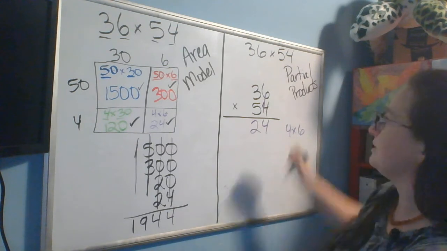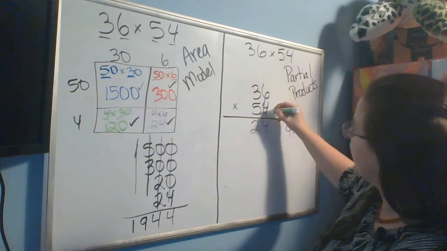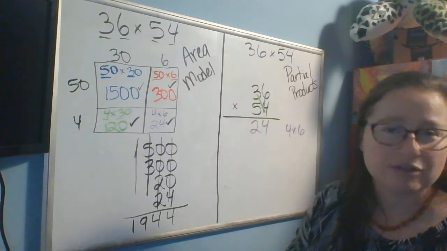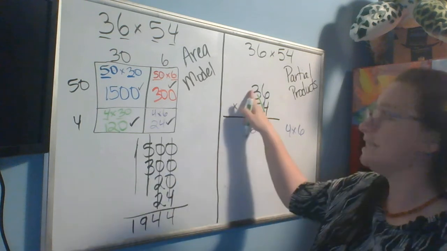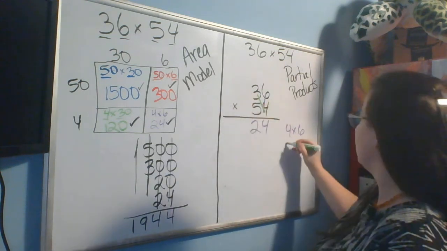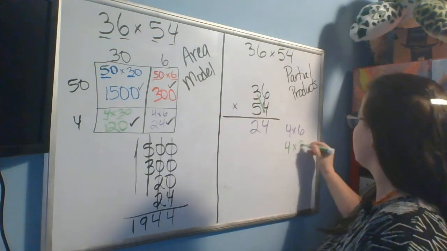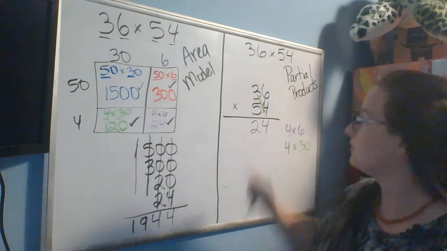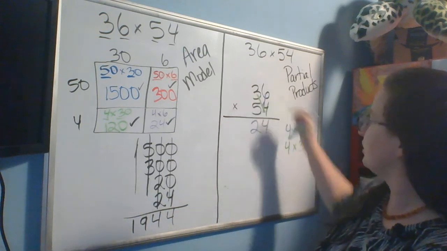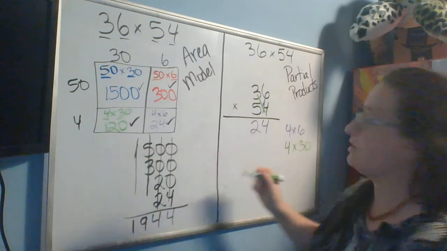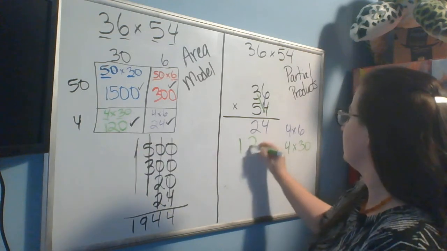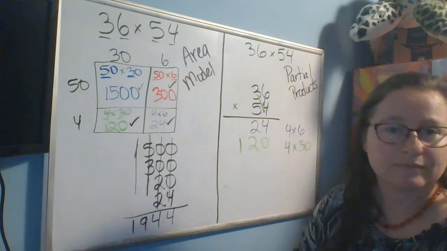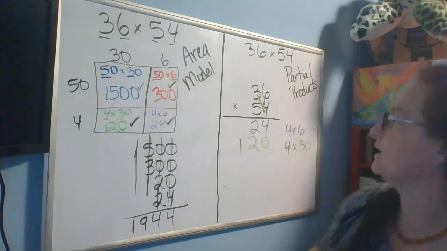The next thing I'm going to do is take that 4 and multiply it by the 3. But here's the trick. The 3 is in the tens place, so I'm really doing 4 times 30. 4 times 30. And we know that 4 times 30, we've already solved that, is 120. All right, let's move on.